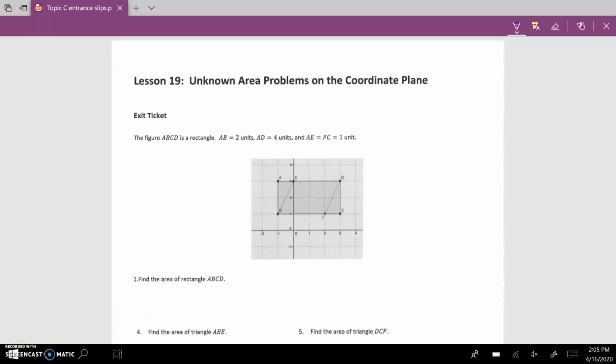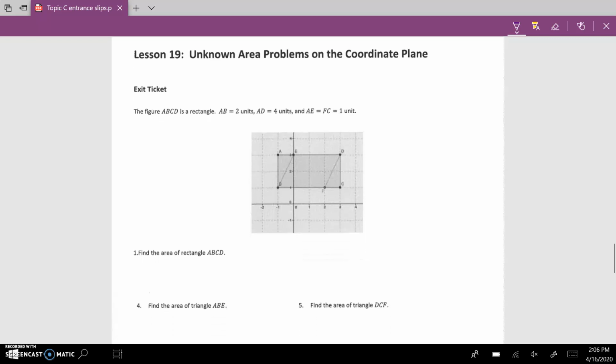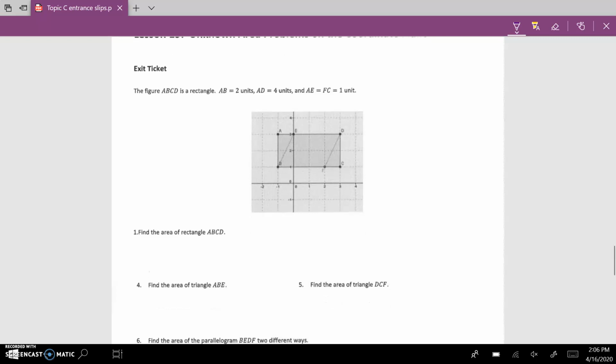Alrighty, so here we are on the entrance slip for lesson 19, unknown area problems on the coordinate plane. So these entrance slips in this lesson are kind of like a review. Hopefully most of you learned how to find the area of these shapes last year. The new thing now is using the grid.